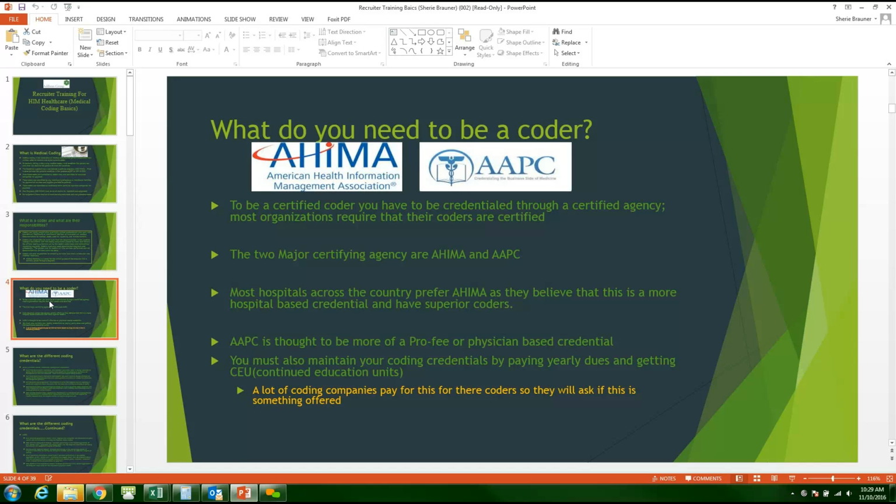You must also maintain your coding credentials by paying yearly dues and getting CEU, continued education units. A lot of coding companies pay for these for their coders, so ask if this is something offered. The great news is Addison does provide quarterly webinars, and each coder will receive the CEU, continued education units.